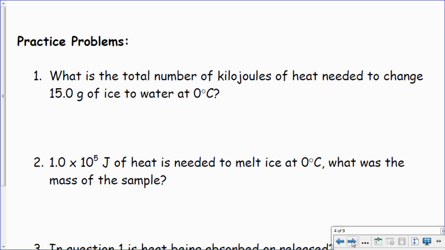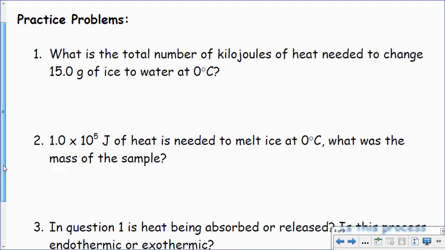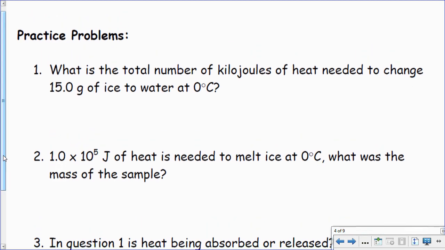Simple enough. Other practice problems related to heat of fusion and heat of vaporization. What is the total number of kilojoules of heat needed to change 15 grams of ice to water at 0 degrees? Again, we're going ice to water, so that's HF, heat of fusion. A few videos back, we defined melting and freezing as that new term fusion, and here we're using it in this equation. Kilojoules is kJ, so we have to divide our final answer of joules by 1,000 to get the right answer. So again, Q equals M times HF is our equation. Total number of kilojoules, Q, equals X joules. We'll calculate it in joules and we'll convert it to kilojoules at the end.